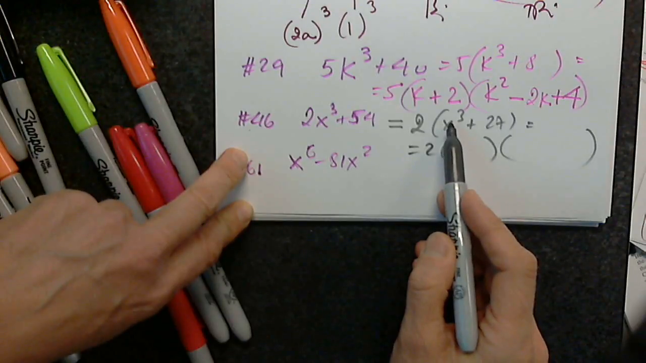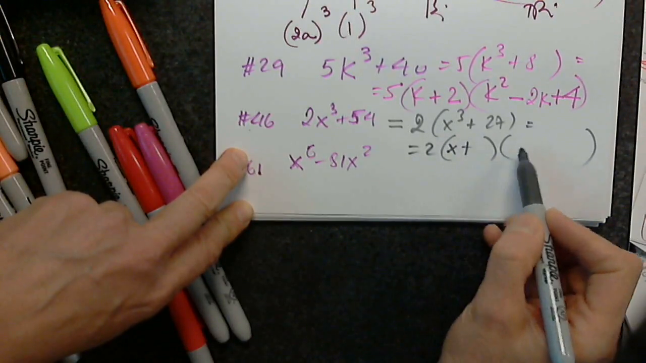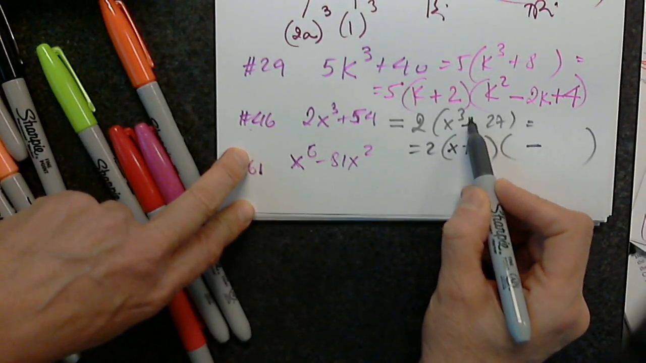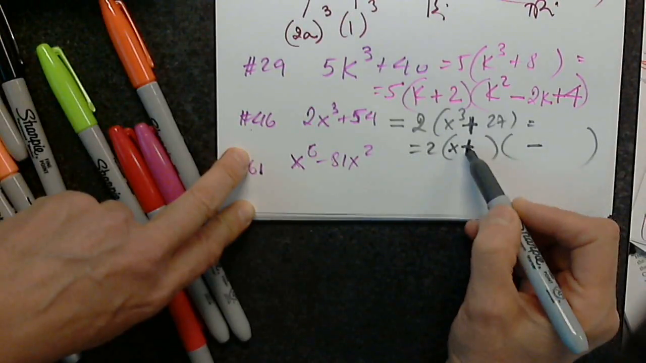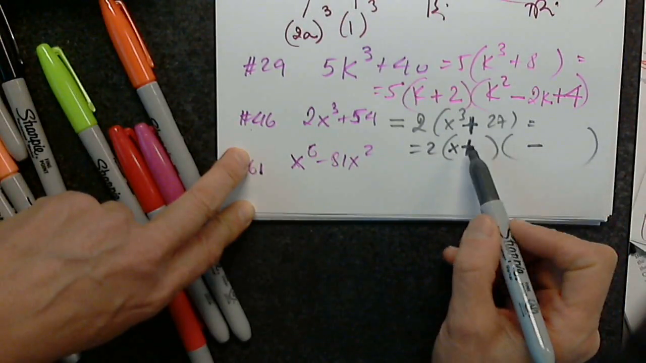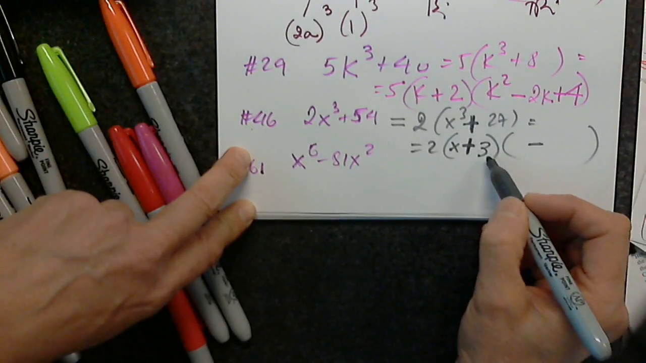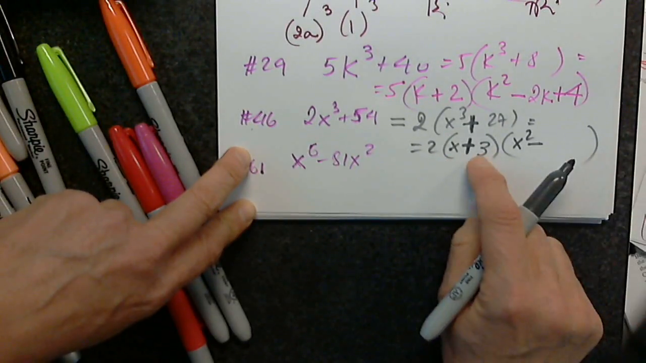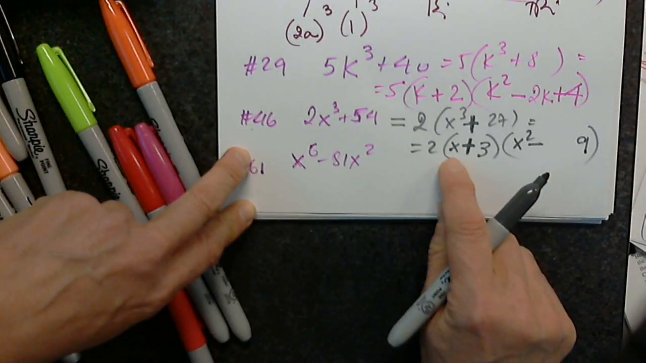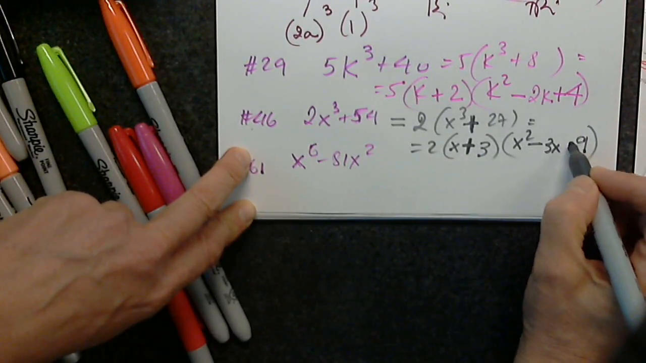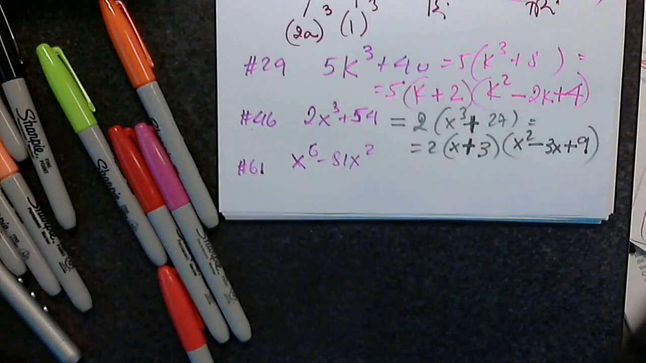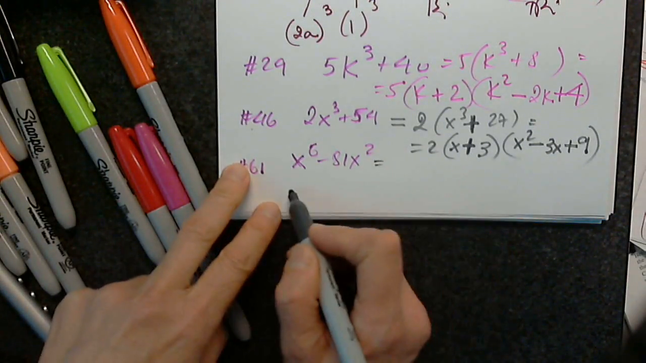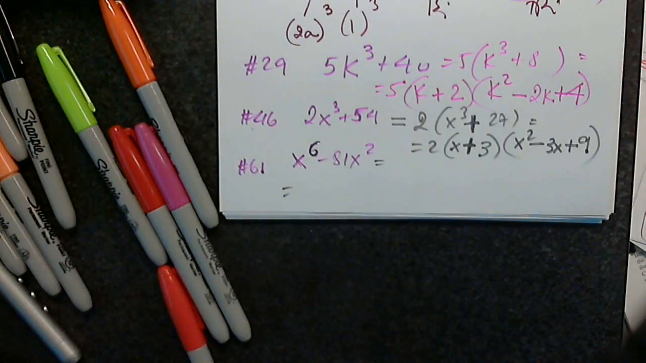What quantity cubed is this? X. Of course, a sequence of signs. If this is plus, the binomial has to have plus. These two have to have the same sign. So then you wrote 3 because 3 cubed is 27. This squared is here. This squared is here. This product is 3x. And the last one is plus. Better? Okay, so x to the 6th minus 81x squared.